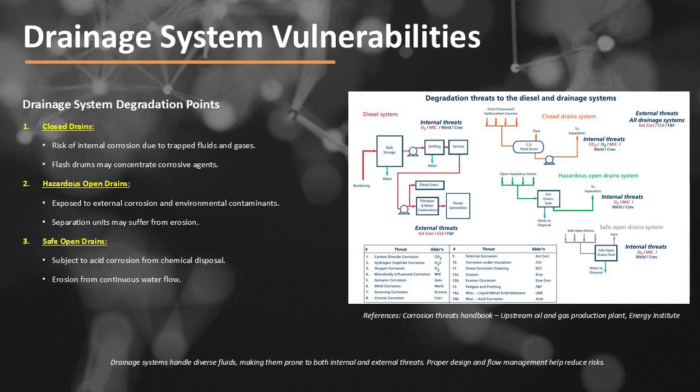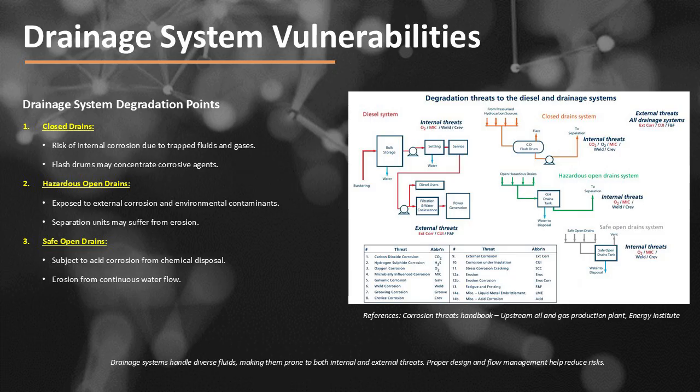Drainage system vulnerabilities. Drainage systems handle diverse fluids, making them prone to both internal and external threats. Proper design and flow management help reduce risks. Drainage system degradation points include, number 1 is, closed drains, risk of internal corrosion due to trapped fluids and gases, flash drums may concentrate corrosive agents.